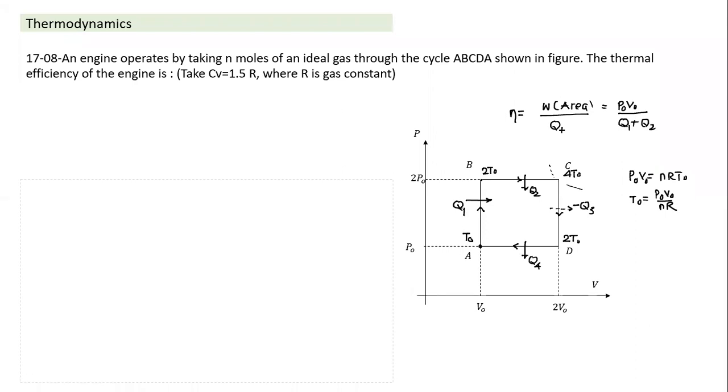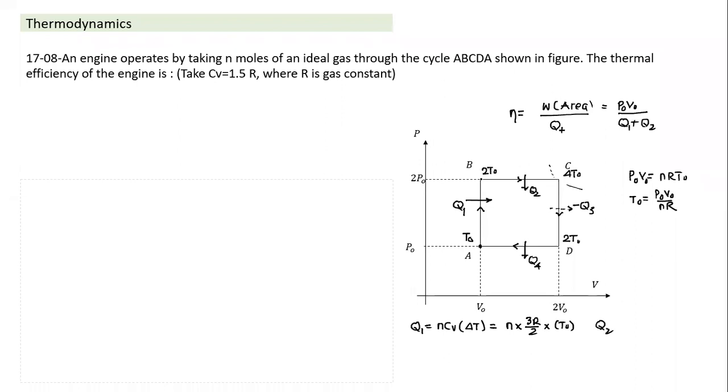For Q1, I know the temperature, I know the process. Q1 is a constant volume process. So Q1 will be equal to n CV delta T, and very easily we can get that number. What kind of gas is it? CV is given as 3R by 2, so 3R by 2 into delta T. Delta T is equal to T naught. I get Q1. And how do I get Q2?